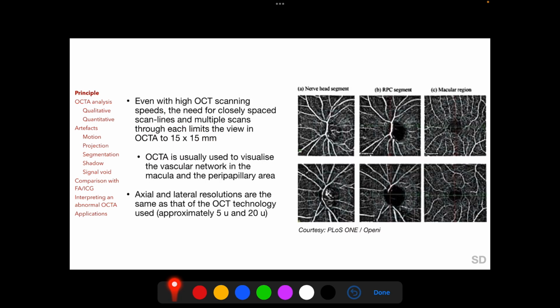Even with the available high OCT scanning speeds, the need for closely spaced scan lines and multiple scans through each scan line limits the view in OCTA to a 15 mm by 15 mm area. So OCTA is usually used to visualize the vascular network in the macula and the peripapillary area. This photograph represents the OCTA image of the normal radial peripapillary capillary network, and this photograph represents the OCTA image of the normal perifoveal capillary network.